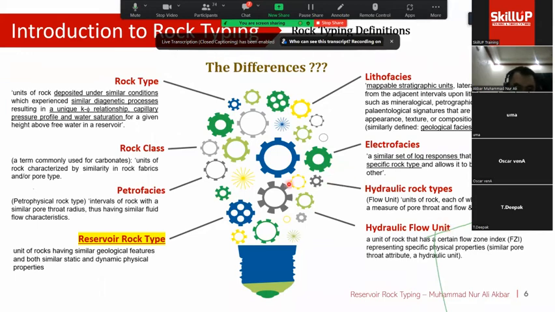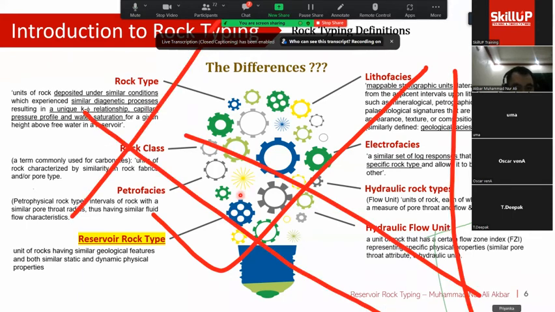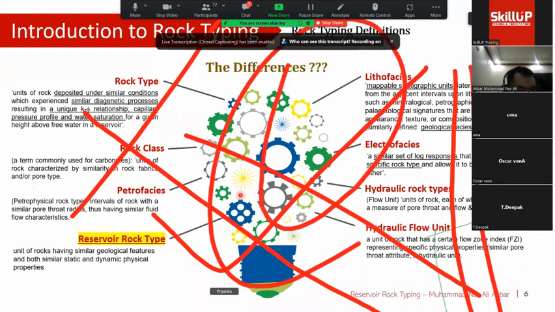Meanwhile, for applications like the saturation height function and so on, the reservoir rock type is more important. A unit of rock having the reservoir rock type itself is a unit of rock having similar geological features and both similar static and dynamic physical properties.